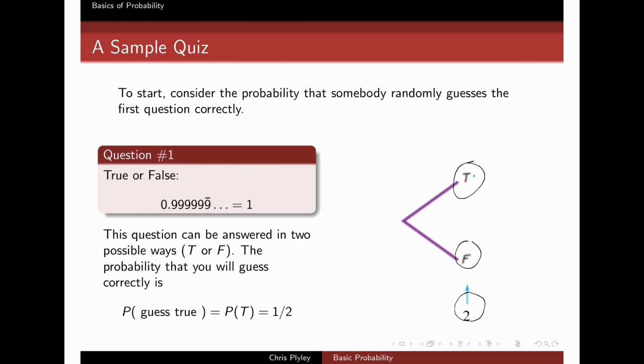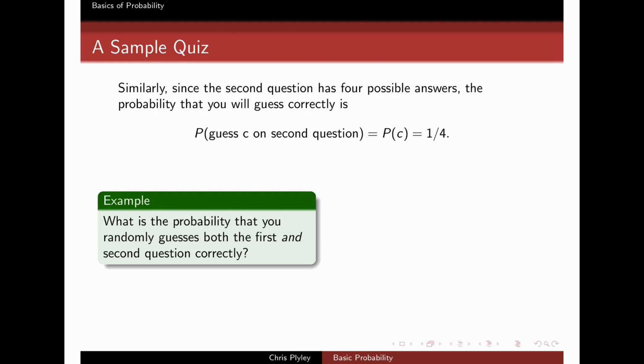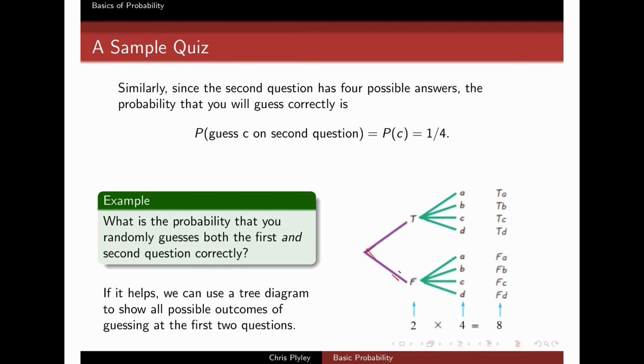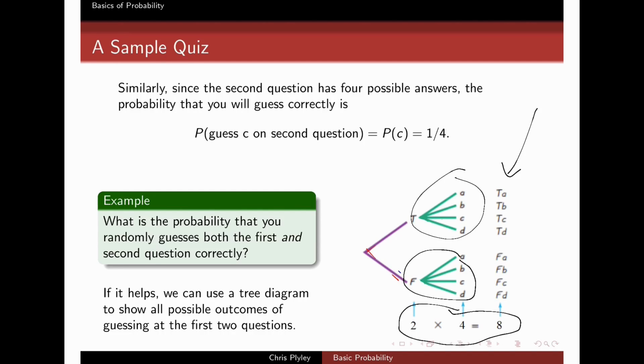There's 2 possible outcomes in the sample space if my quiz was only one question long. And of course, the probability of guessing right is 1/2. If I add another question, we've already sort of seen this with probability trees, then if that second question has 4 possible answers, then for each choice I'm adding 4 new possible responses. So it stands to reason that my total number of possible responses for the 2-question quiz is 8.